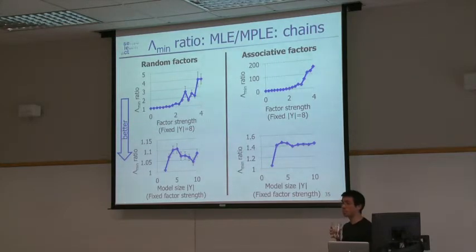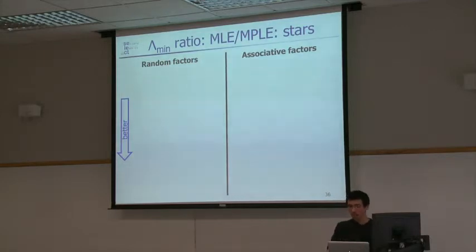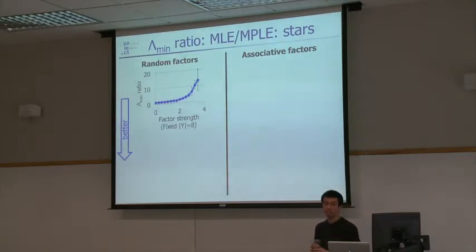Now this was for chains and was really looking at dependence on model diameter. But if we turn and look at stars, which instead are looking at how node degree affects these bounds, then we get somewhat different results. Again, lower is better for pseudo-likelihood. On the left, we have random factors, where we can see that, as before, increasing the factor strength hurts pseudo-likelihood.